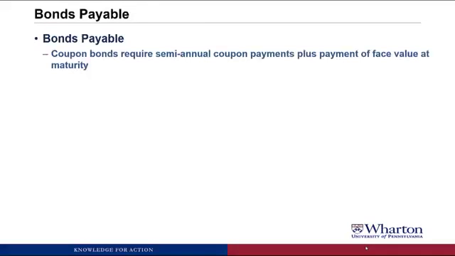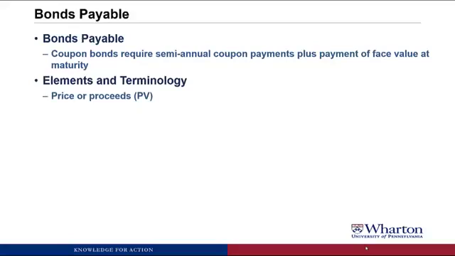So bonds payable, as we talked about a little bit at the beginning of the video, these are coupon bonds, which means that they're going to require semi-annual coupon payments. So there's going to be a payment of cash every 6 months, plus payment of the face value of the bond at maturity, so at the end of its time period. So the terminology that we're going to use with bonds are the following, and what I'm going to do in parentheses is note how they would map into our present value calculations.